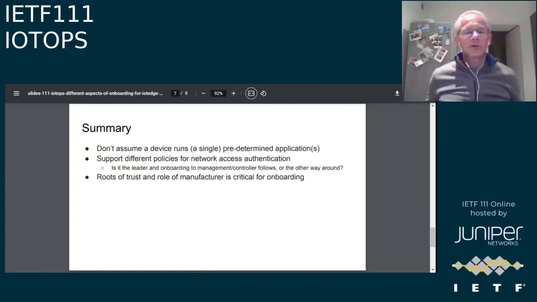And it could be different policies, tying back to, and this is very sketchy, the network access authentication and authorization, as opposed to the onboarding to the management station/controller. What's the relationship between those things? I don't think there's a single model that fits all here. And then finally, figuring out what the roots of trust are and what this picture actually looks like. I think that's a key thing you need to think about upfront, because at some level it defines or constrains the set of use cases or the deployments that you can actually do.